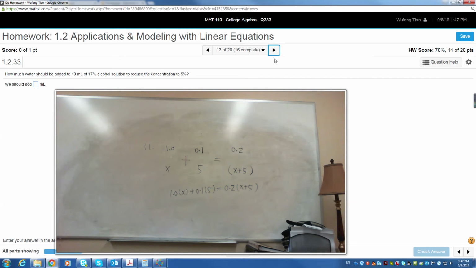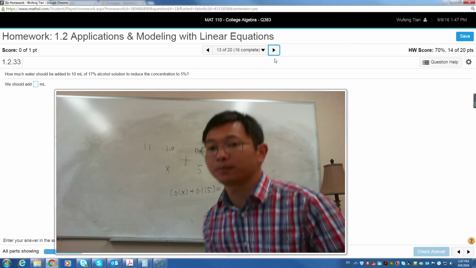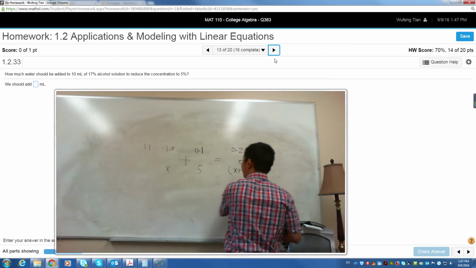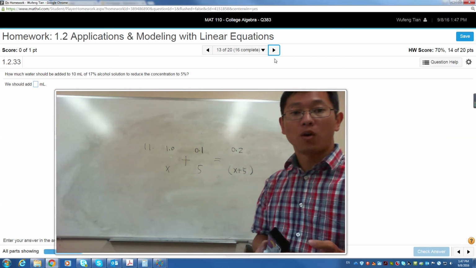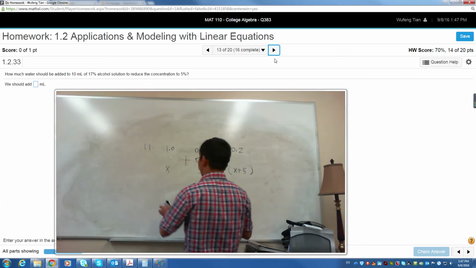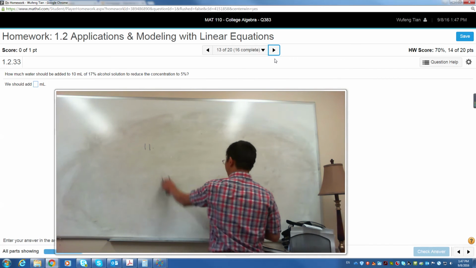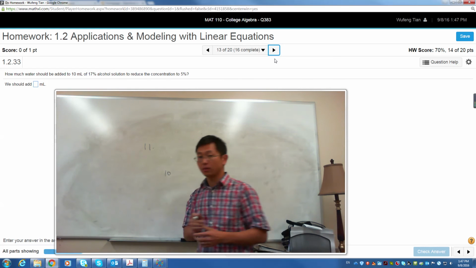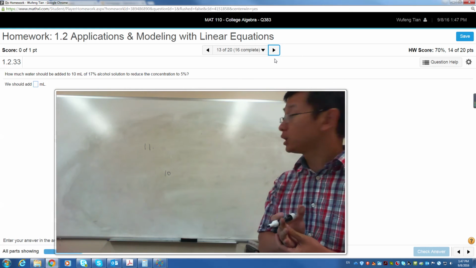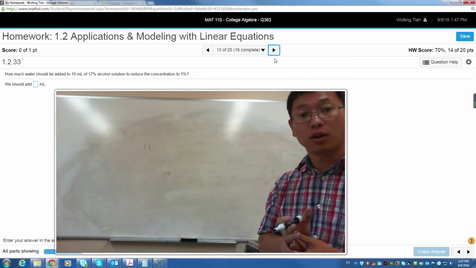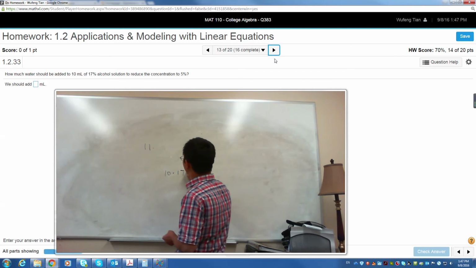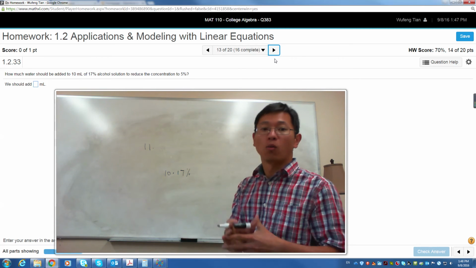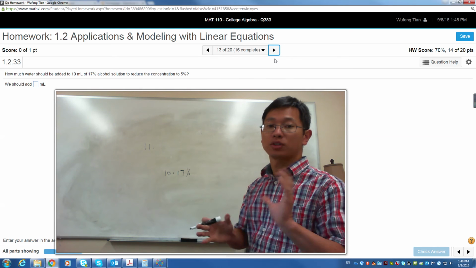How much water should be added to 10 milliliters of 70% alcohol solution to reduce the concentration to 5%? It's pretty much the same idea. The solvent, how much water should be added? Okay, so now you have 10 milliliters of 70% alcohol. So it's 70% of alcohol. Okay, so you're going to add water. There's no alcohol in it, but just purely add water.